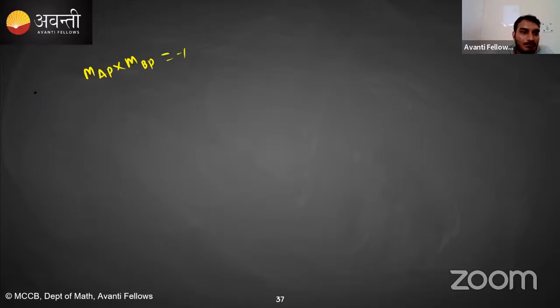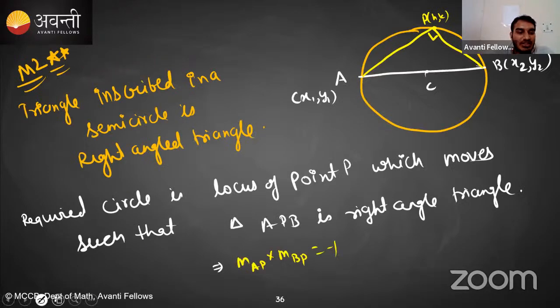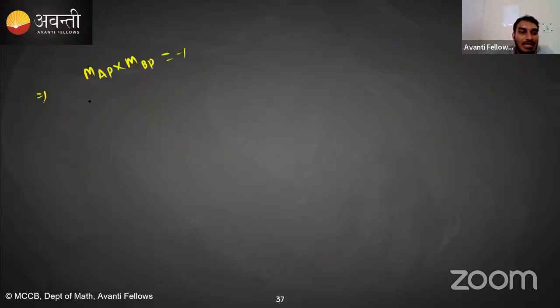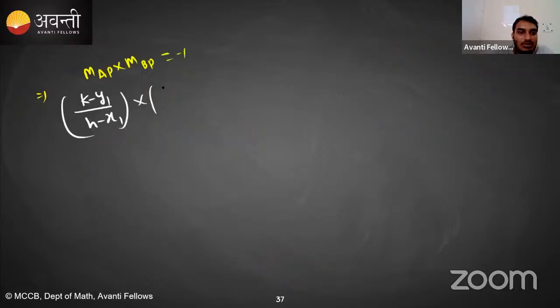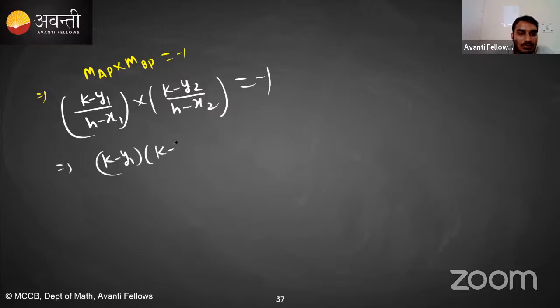So what is the slope of AP? We have just studied straight lines up to the last class. You know how to find the slope: k minus y1 upon h minus x1. This is the slope of AP. What is the slope of BP? k minus y2 upon h minus x2. The product is equal to -1. So it implies k minus y1 into k minus y2 plus h minus x1 into h minus x2 is equal to 0.